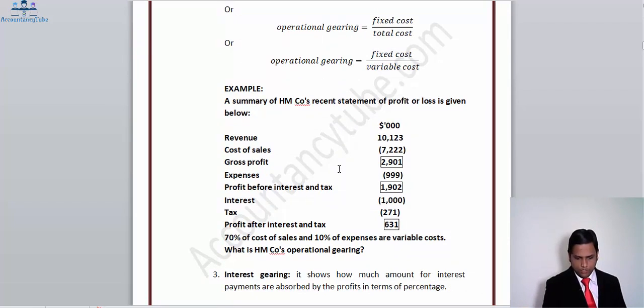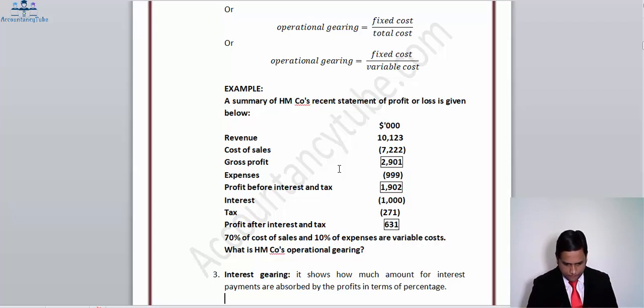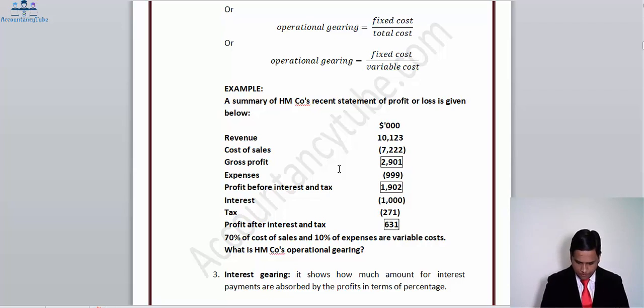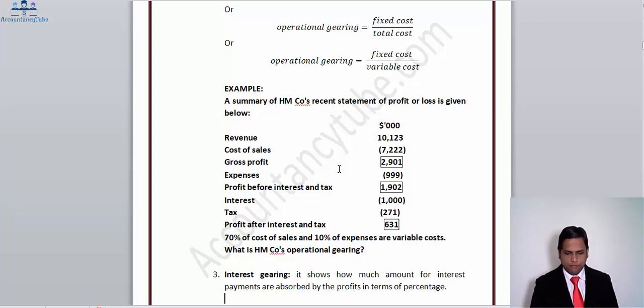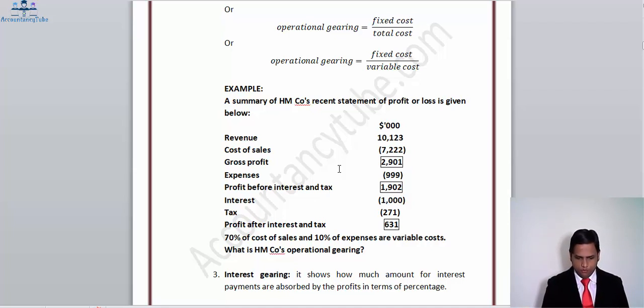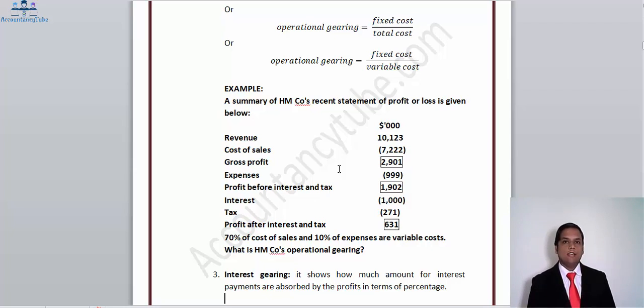This is relevant to operational gearing. Now here, let's read out the example. A summary of HMCO's recent statement of profit or loss is given below. Revenue is 10,123. Cost of sales is 7,222, which gives us a gross profit of 2,901. Expenses are 999. Profit before interest and tax is 1902. Interest is 1000. Tax is 271, which gives us the profit after interest and tax of 631. Now 70% of cost of sales and 10% of expenses are variable costs. The question asks, what is HMCO's operational gearing?